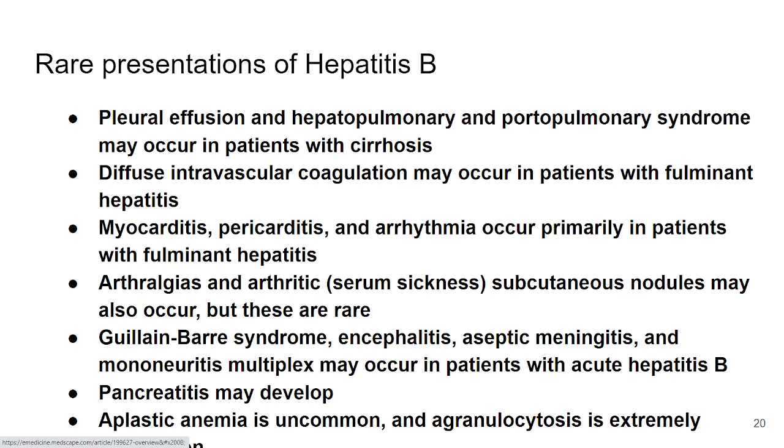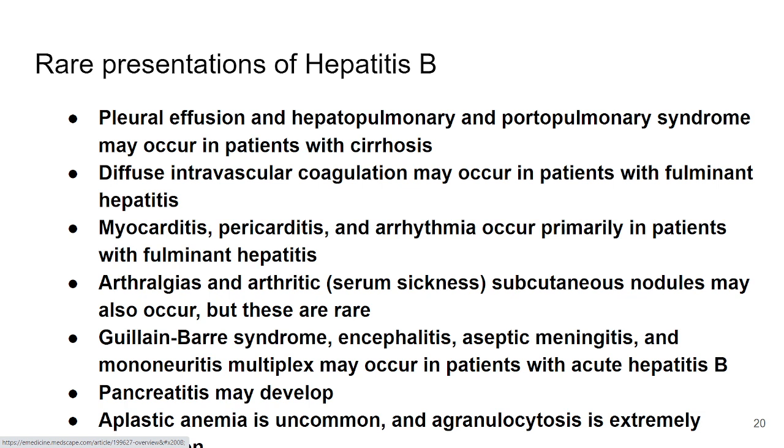Now, portopulmonary syndrome, what is it? We will discuss that later when we discuss cirrhosis. Then intravascular coagulation, which with fulminant hepatitis can also occur in patients with hepatitis B. Patients may present with cardiac symptoms like myocarditis, pericarditis or arrhythmia, which may also occur in fulminant hepatitis. Patients with severe arthralgia and subcutaneous fluids may also present with hepatitis B.